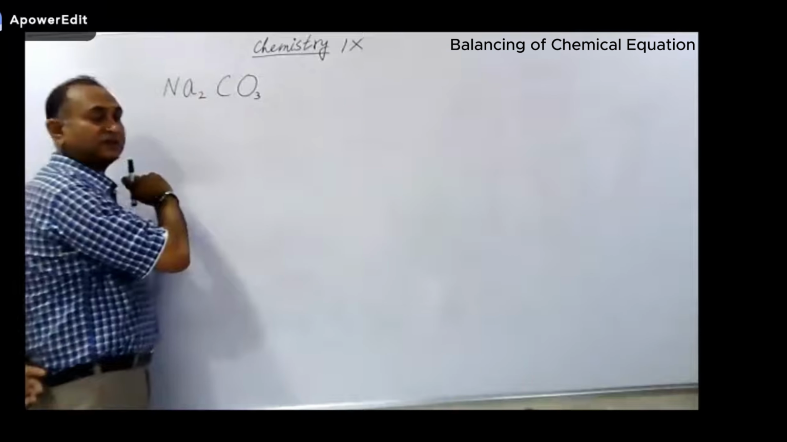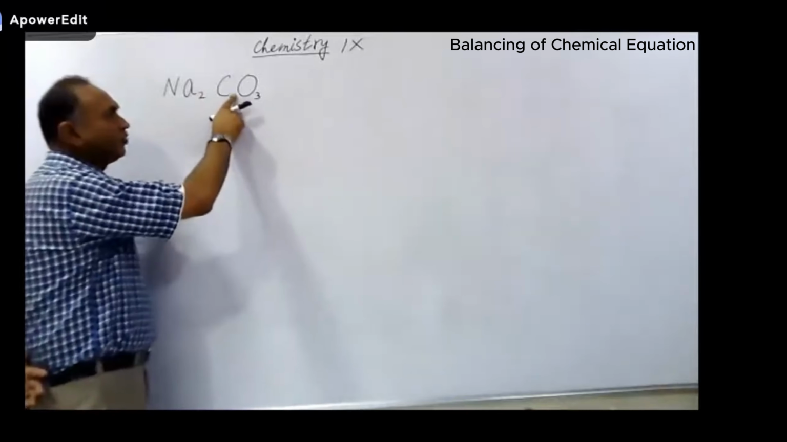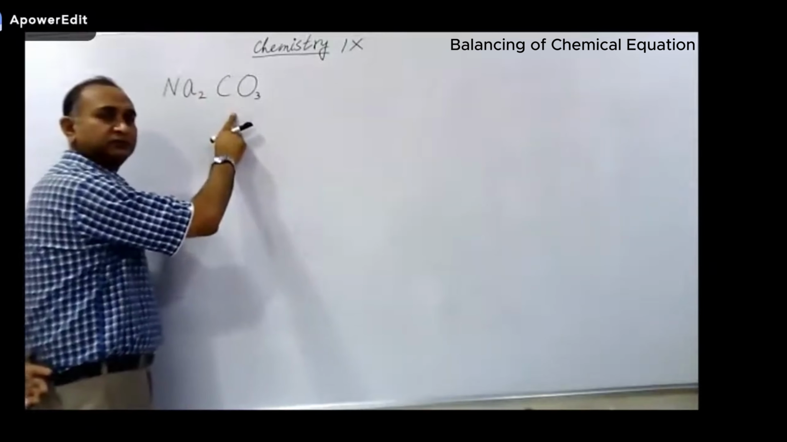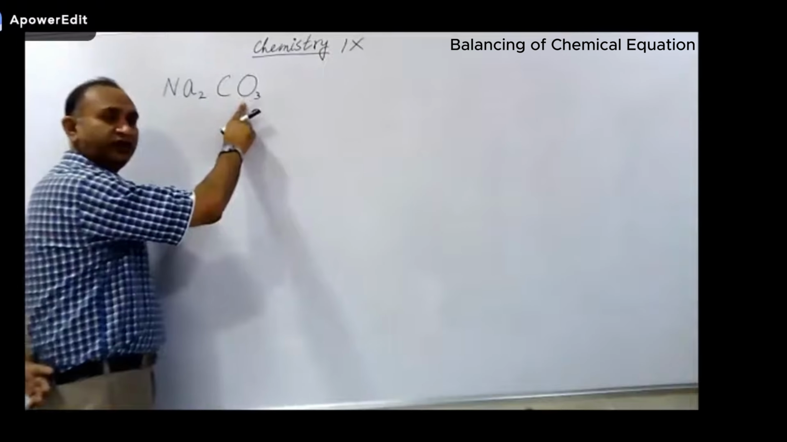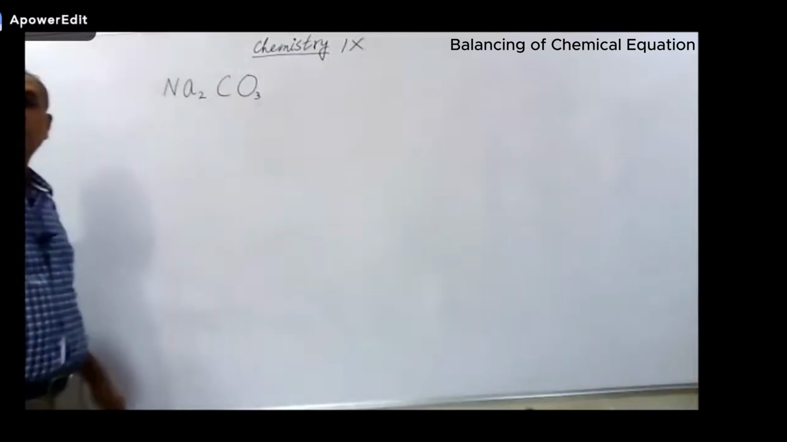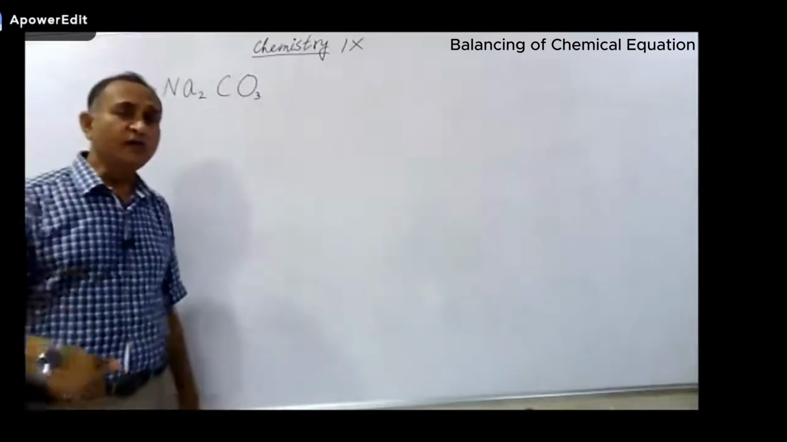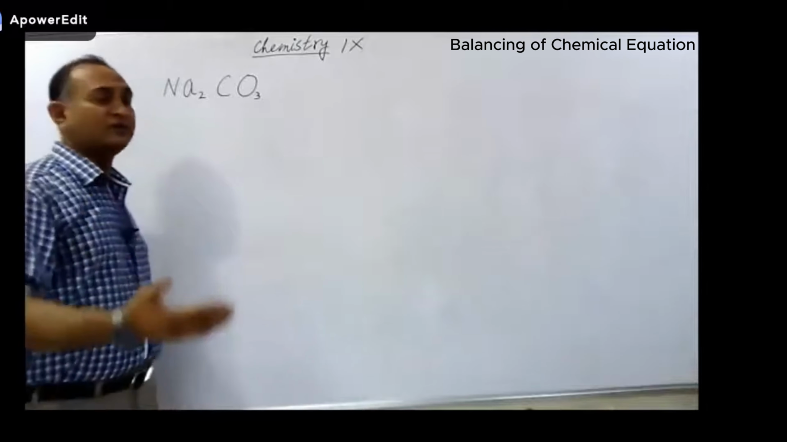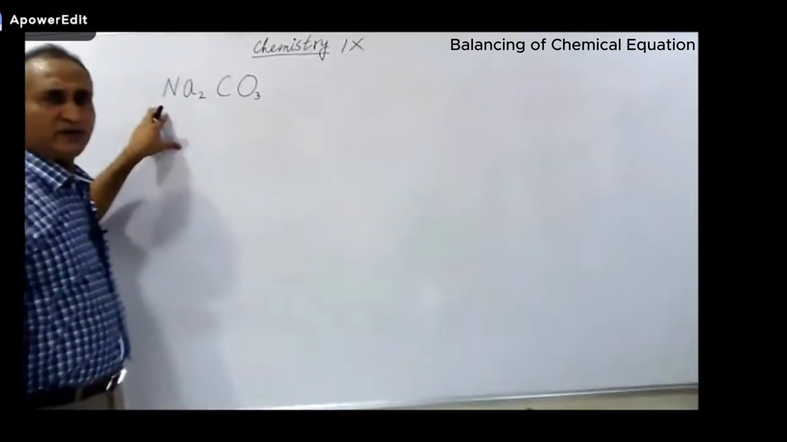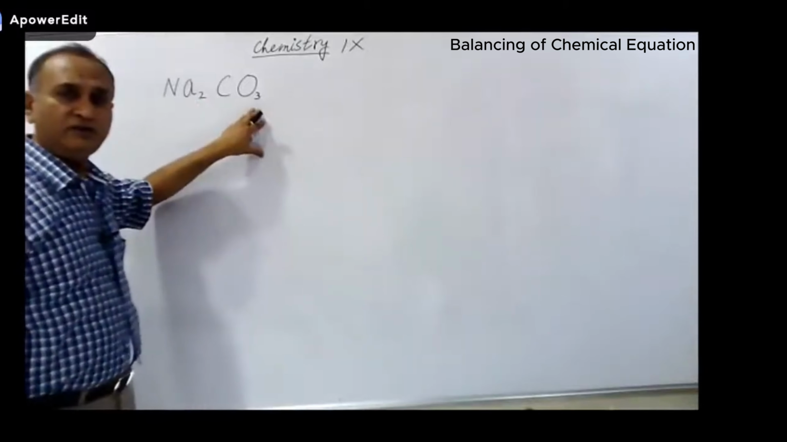How many carbons? 1 carbon. No subscript, 1. How many oxygens? 3. So if I ask how many sodiums, carbon or oxygens are here, you say 2 sodiums, 1 carbon and 3 oxygen.